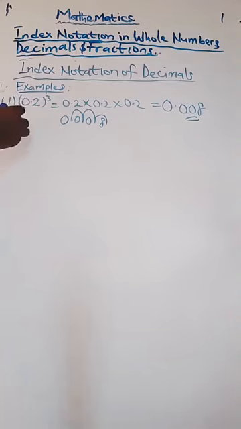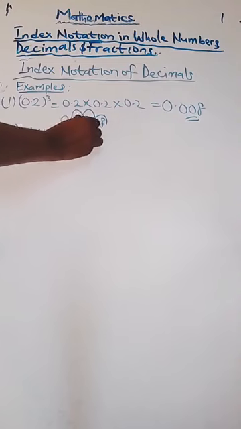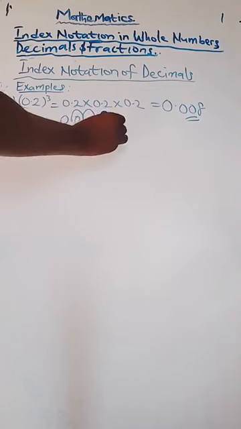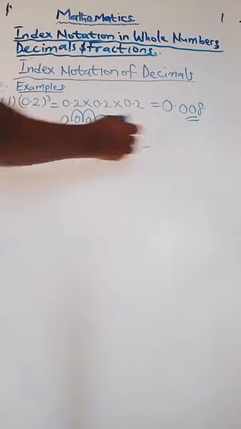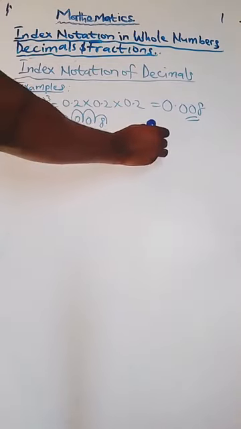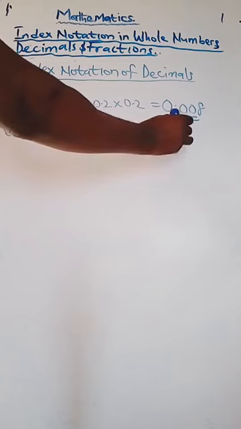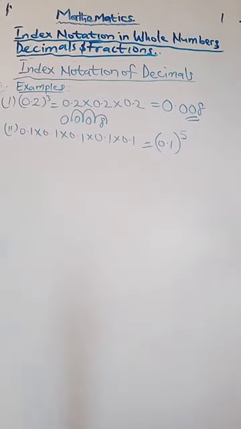Alright? Then let's say you have another one. Let's say you have 0.1 times 0.1 times 0.1 times 0.1 times 0.1. This we can express in index notation by saying this is 1, 2, 3, 4, 5. This is 0.1 raised to power 5. It's as simple as that.